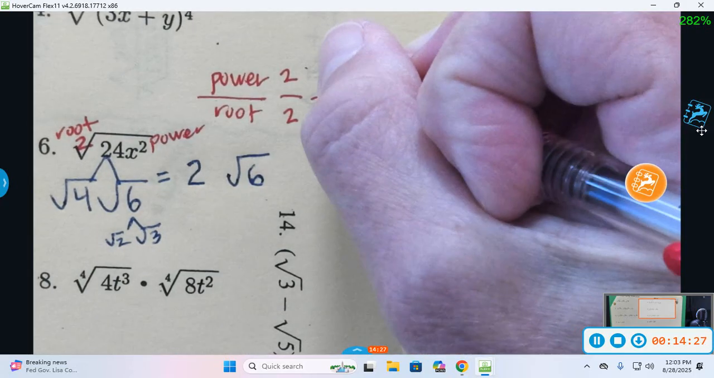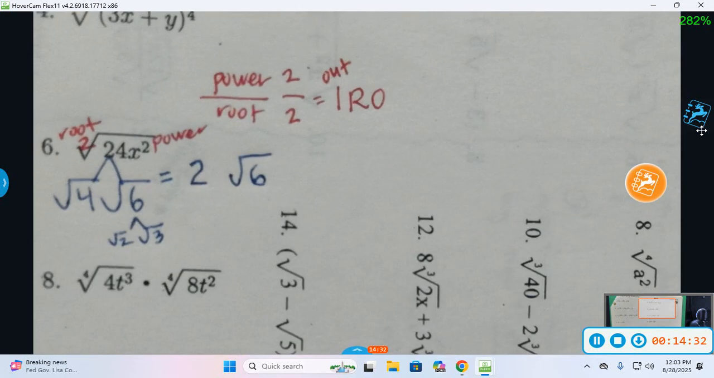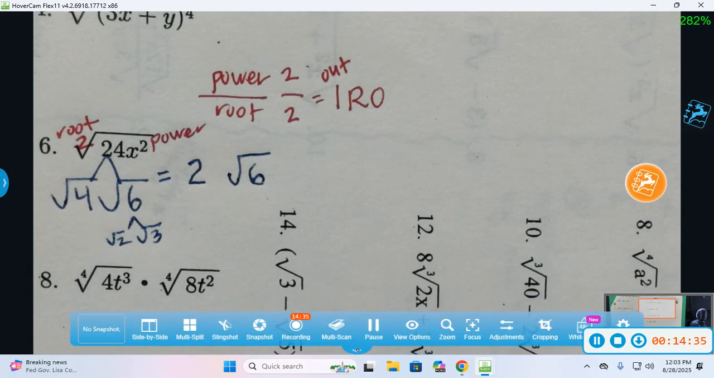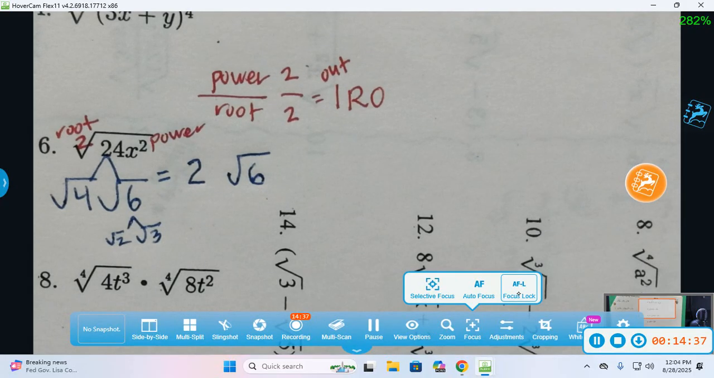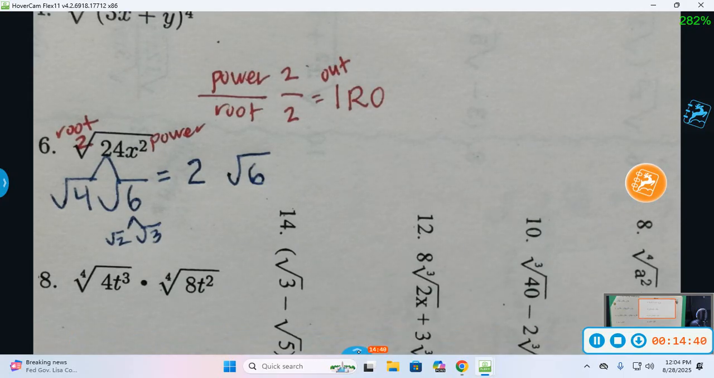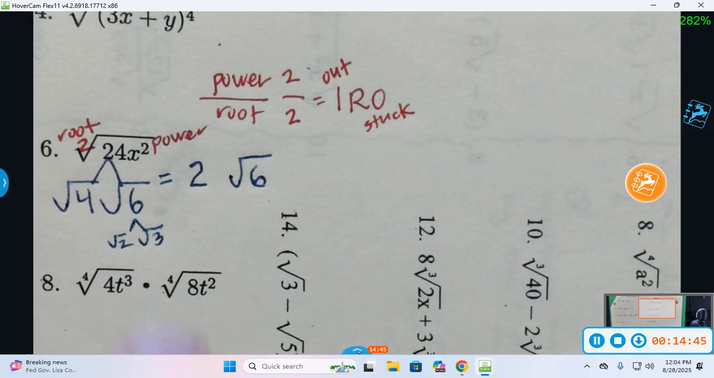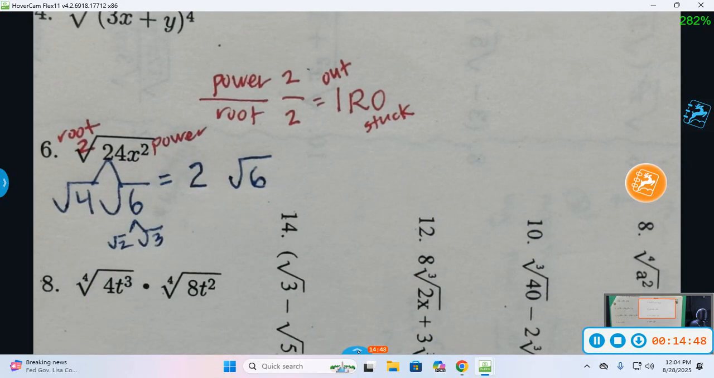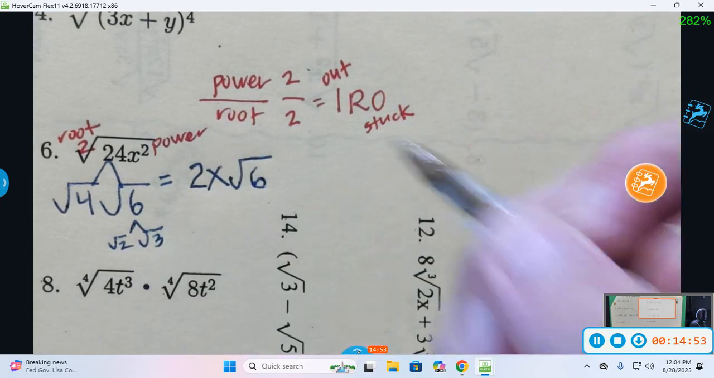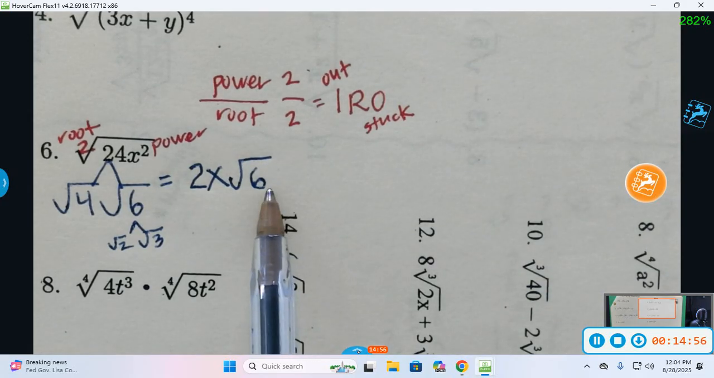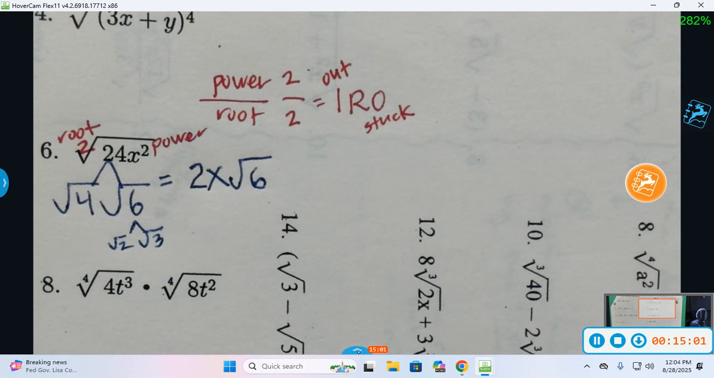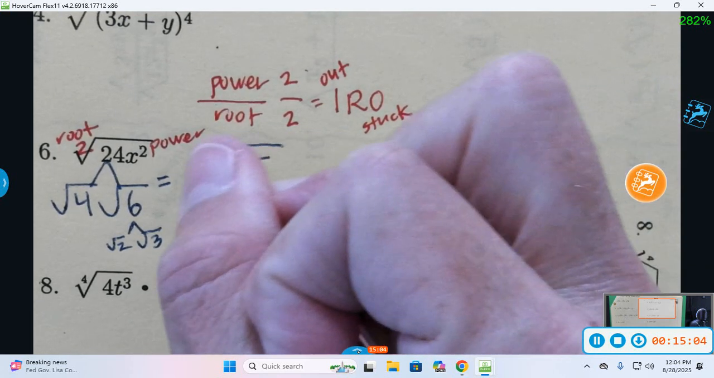So the whole number is going to get out. I'm going to write the word out. Let's see if I can get it to lock. All right. And then the remainder, which in this case is 0, gets stuck. Now, what do I mean? This x is going to get out of the radical. So put it over there with the 2. It's going to be out here like this. And do any x's get stuck with the 6? No. So that's the answer. 2x radical 6. That's the final answer.